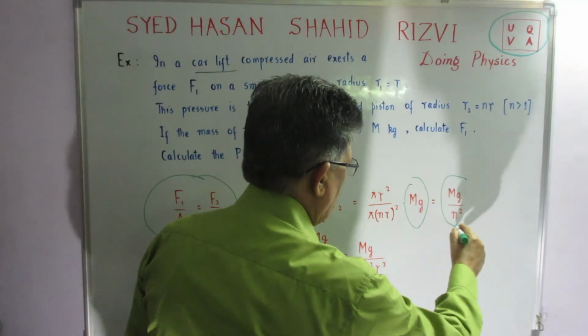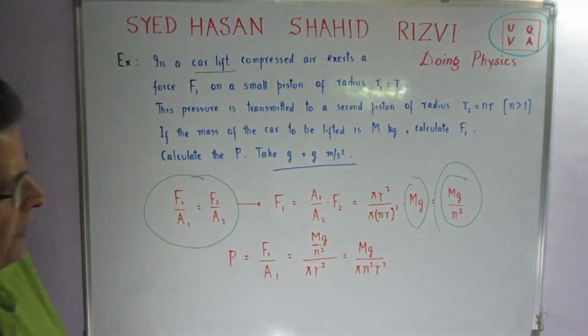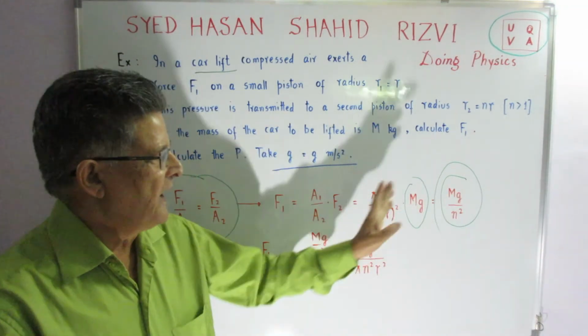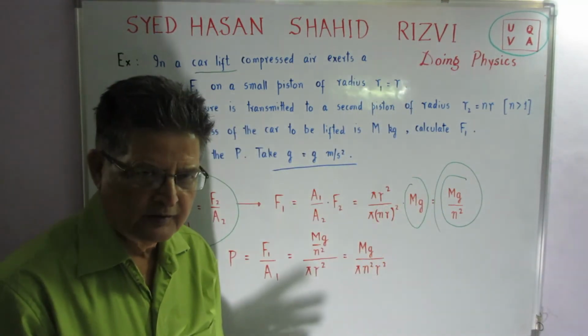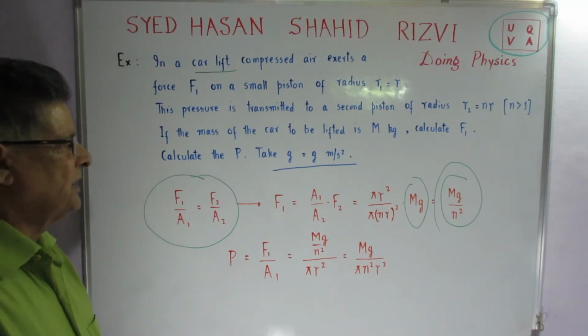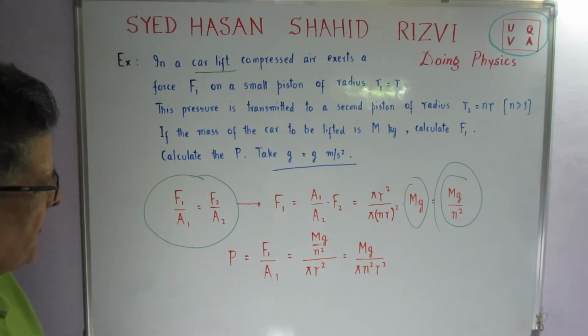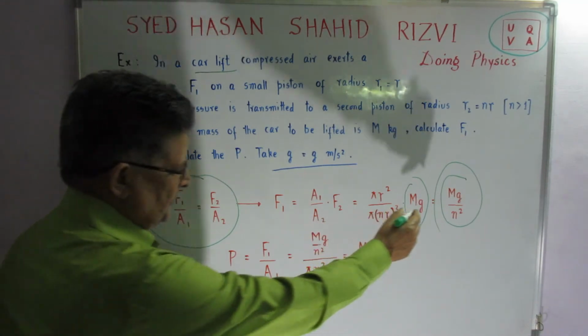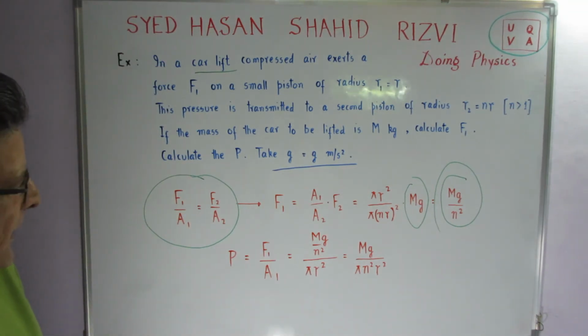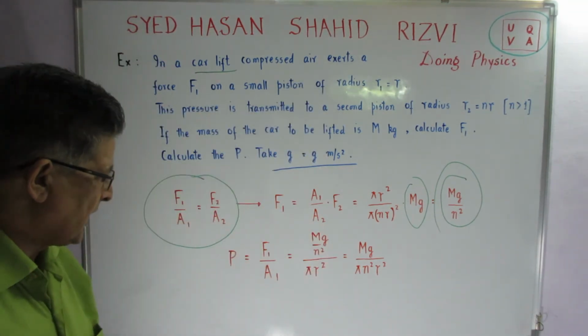So the force that we have to exert on the cylinder of smaller area of cross section, F1, turns out to be equal to mg upon n square. If n is 4, mg upon 16. If n is 10, then it is mg upon 100. So this is how the force is calculated. Naturally, n is larger than 1, so this value will turn out to be less than mg. That's why I have not taken the numerical values.